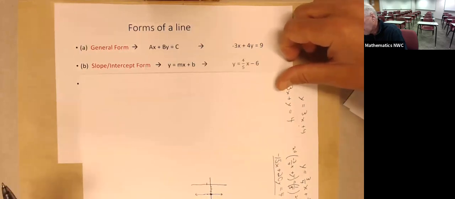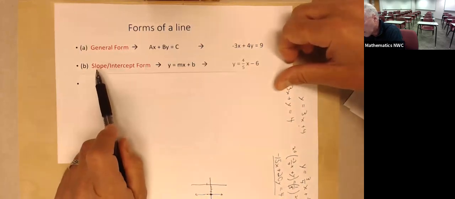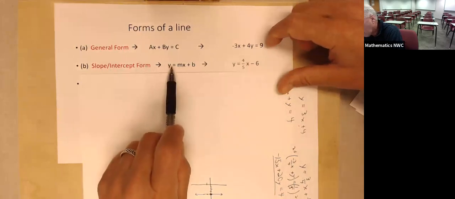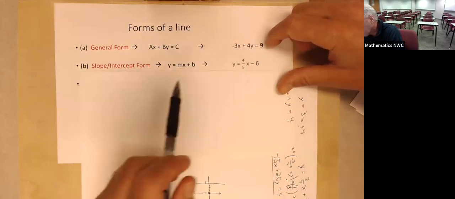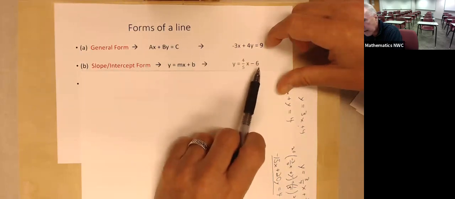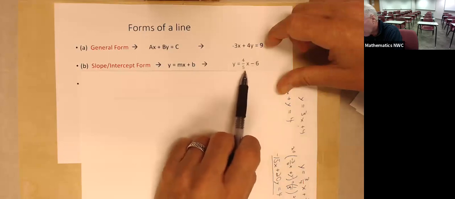The slope-intercept form we've just got done working with, so I'm not going to spend a lot of time with that right now. That's y equals mx plus b. Here is just a made-up example. y equals 4/5 x minus 6. The minus 6 is our y-intercept. 4/5 is our slope.